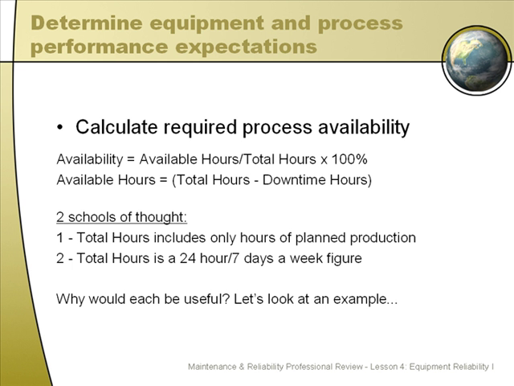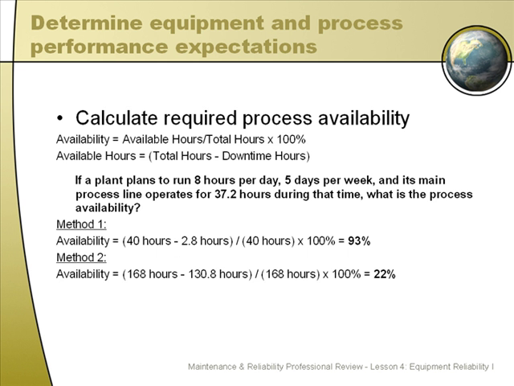Well, let's take a look at this. Why would they be useful, and why would you want to have two different definitions for the same calculation? Well, there's a good reason, and let's look at this example to see. Let's calculate the required process availability in an example. As I told you before, the definition of availability is shown at the top of the slide. And here's a little short word problem. If a plant plans to run 8 hours per day, 5 days per week, and its main process line operates for 37.2 hours during that time, what is the process availability?